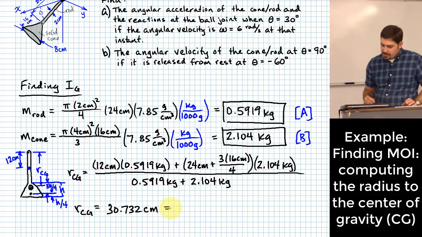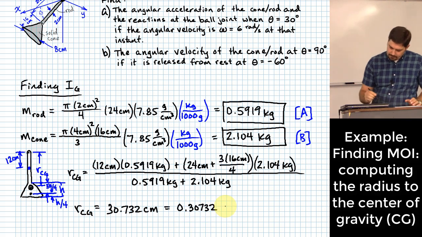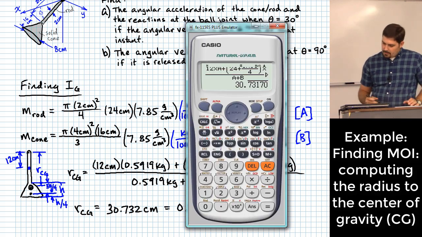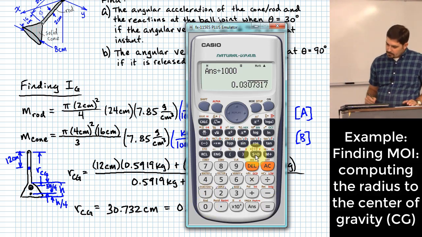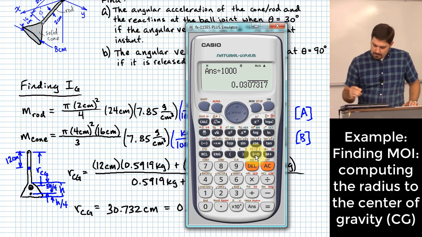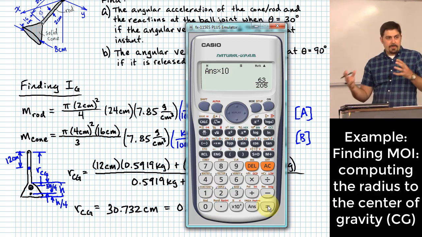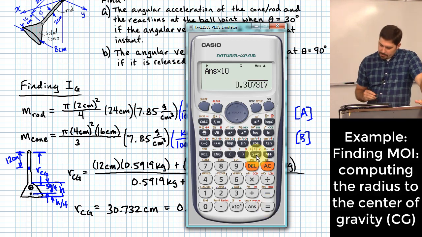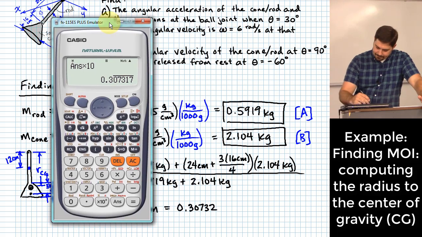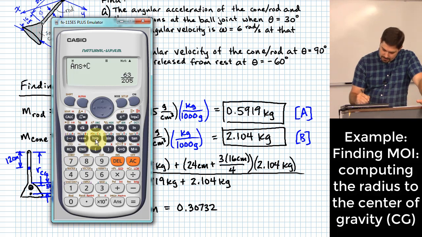Or if we want to express this in meters, how much is it? Right, you divide by 100. So that's actually what I'll do. Divide that by 1,000. Not 1,000. 100, right? Let me multiply that by 10. Centimeter to meters is a factor of 100, right? So I shouldn't have put 1,000 in there. So there we go, 0.30732. Okay, let me store that into C.